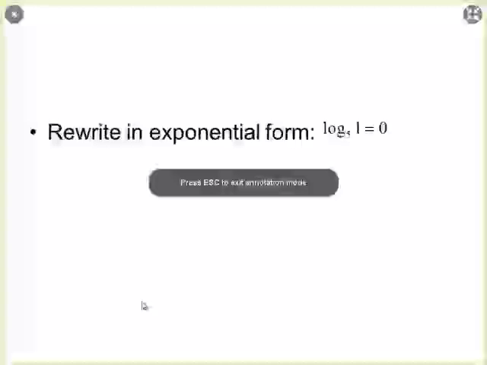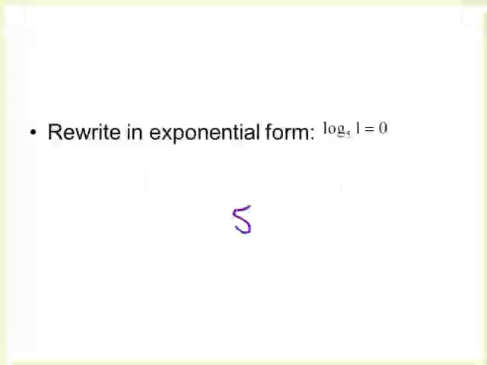In this one, what is the base? 5. And the other stuff will flip-flop sides. So 5 to the 0 equals 1, which is a true statement because anything to the 0 power is equal to 1. What is the base in this one? 10 to the power of 1 equals 10, which is a true statement. Okay. So when we rewrite, the base will remain the same, and the other stuff swaps. Questions?